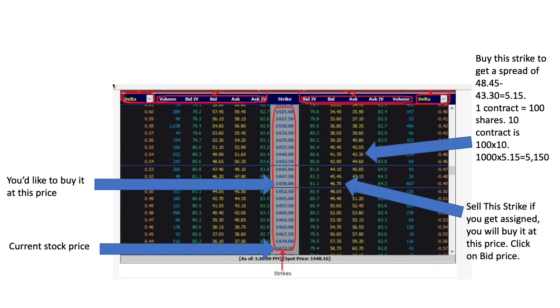Let's assume the stock price right now is $1,472.50. This is the current price. But you would like to someday own the stock at a lower price, $1,450. Now, how are you going to do this? By using credit spread. Okay, so here's the way you do it.